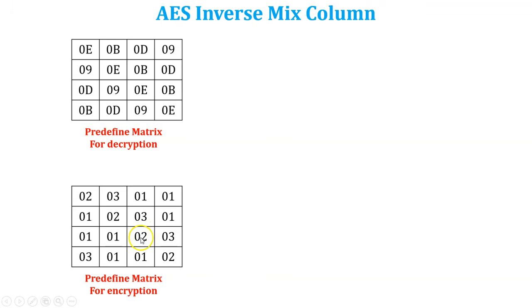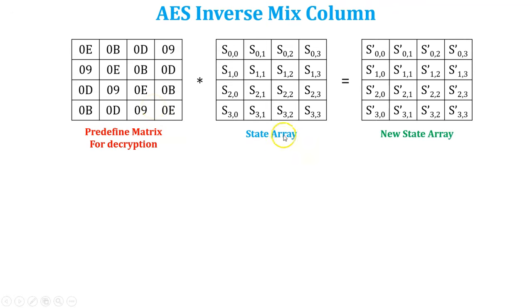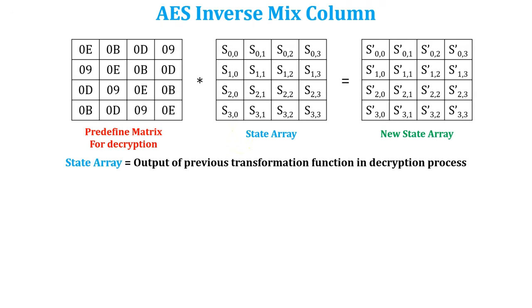If you want to learn AES Mix Column in detail, then click on the above I button. So here in this video, I discuss the AES Inverse Mix Column transformation function. The predefined matrix for decryption is multiplied with the state array and it generates a new state array. So here the question is, what is the state array? State array is the output of the previous transformation function in the decryption process. And the new state array is the output of the AES Inverse Mix Column transformation function. Here all the values of both the matrices are in hexadecimal format.